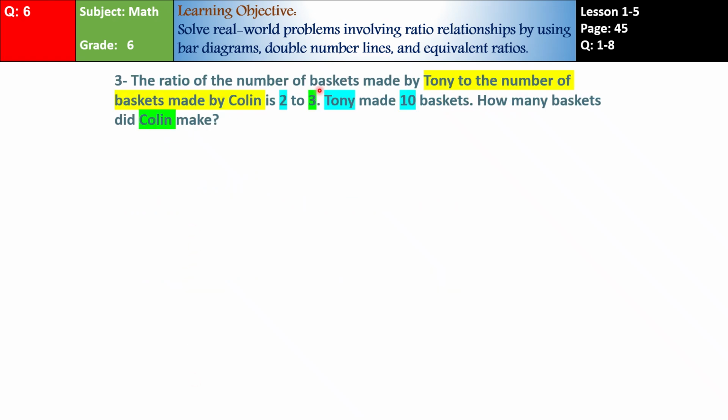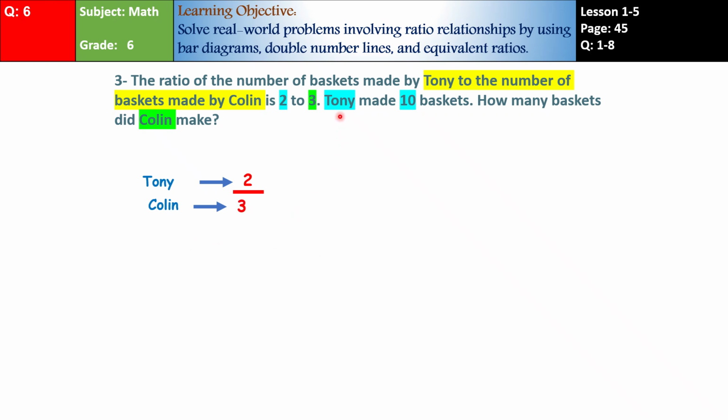The ratio of the number of baskets made by Tony to the number of baskets by Colin is 2 to 3. Tony made 10 baskets. How many baskets did Colin make? You have to keep one thing in mind when the ratio comes. The first number is for Tony and then Colin. So 2 will come up for Tony and 3 will be with Colin.